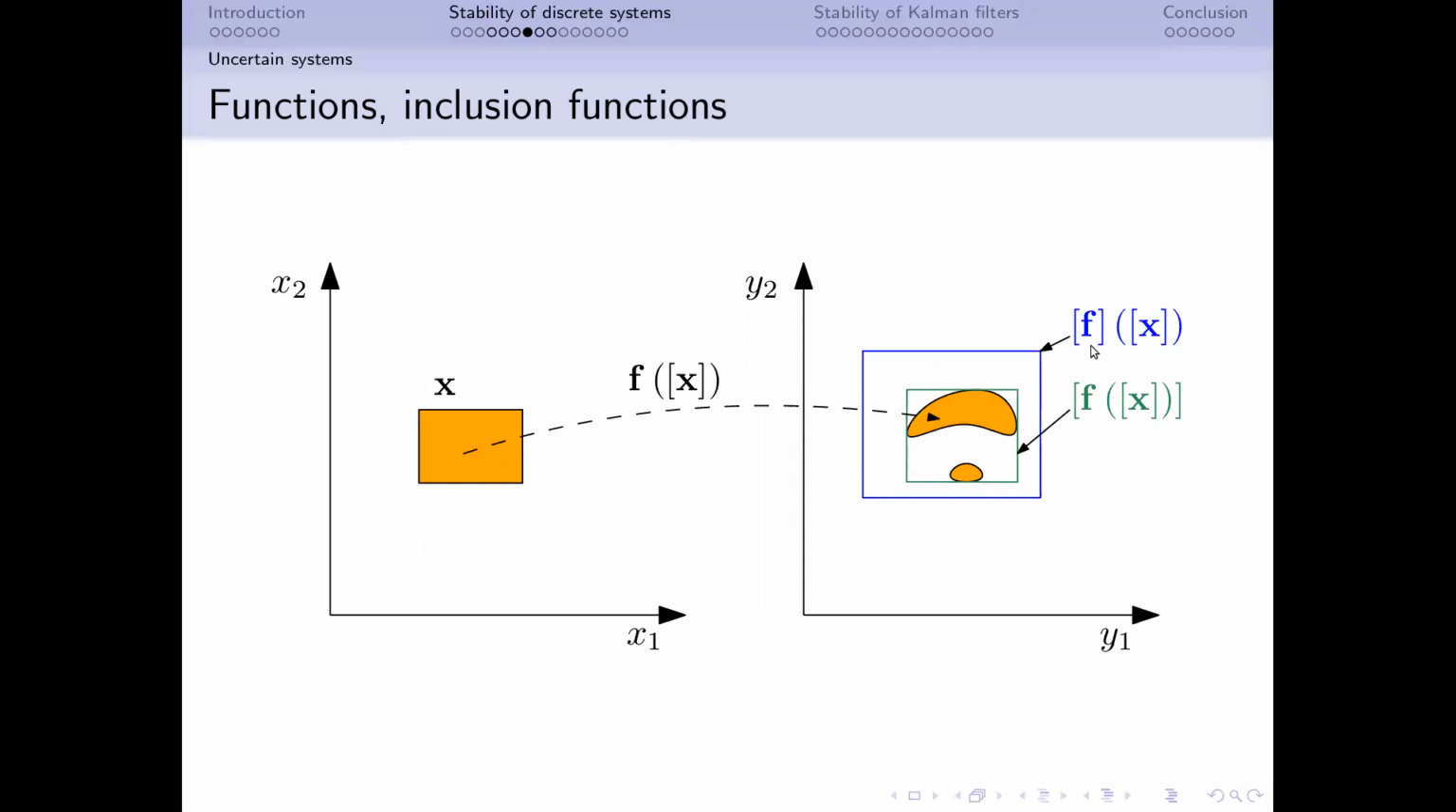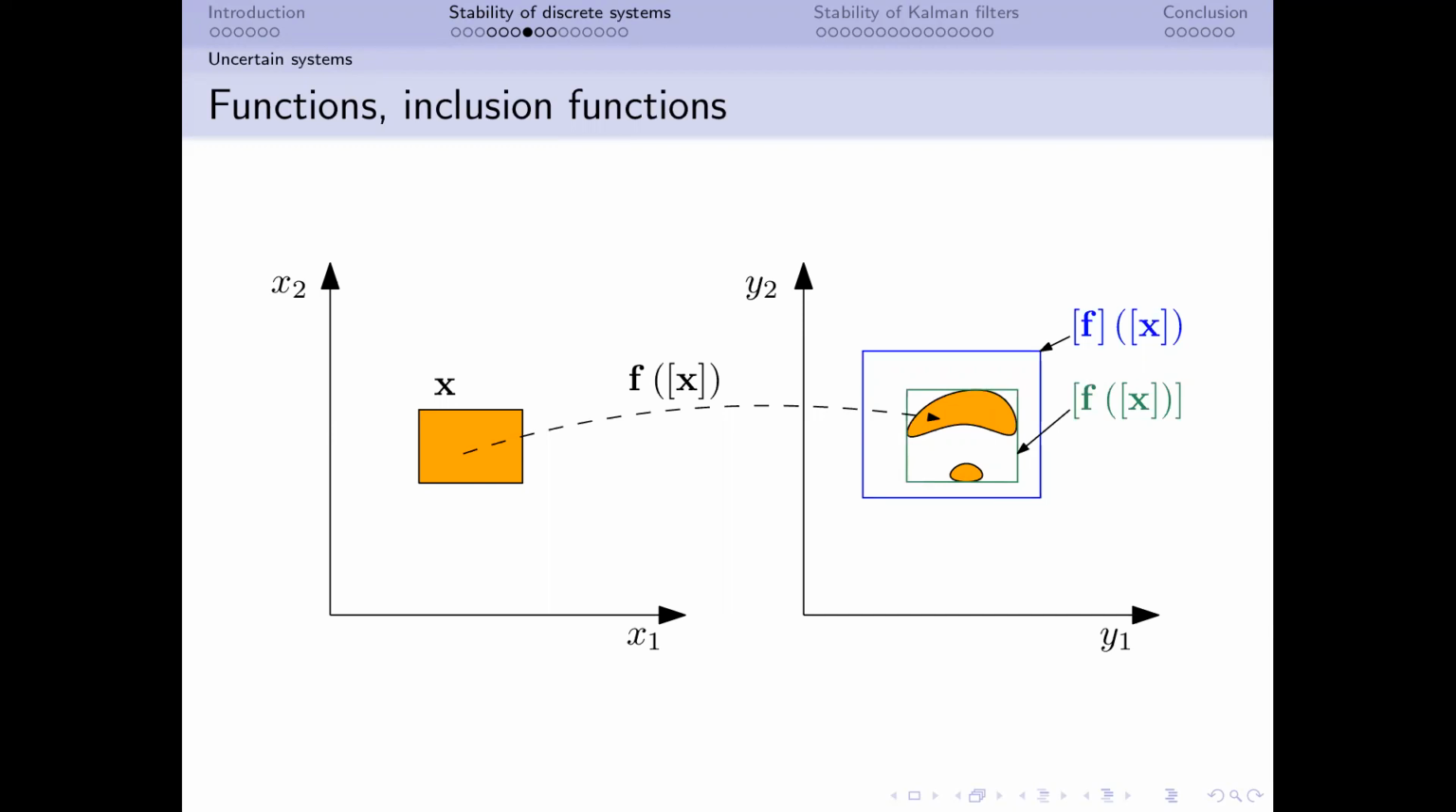We have, as I said before, different types of inclusion function. The blue square is a general inclusion function. One specific one is called the minimal inclusion function. It's represented here by the green box, and it's actually the smallest box that encloses the image of the set X by the function f.